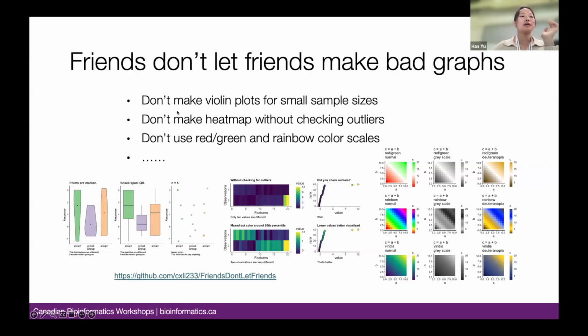For example, don't make violin plots for a small sample size, and you can see why it is important here. And don't make heat maps without checking outliers, and don't use the red and green or rainbow color scales. So you can check this website, and it has all the information here.